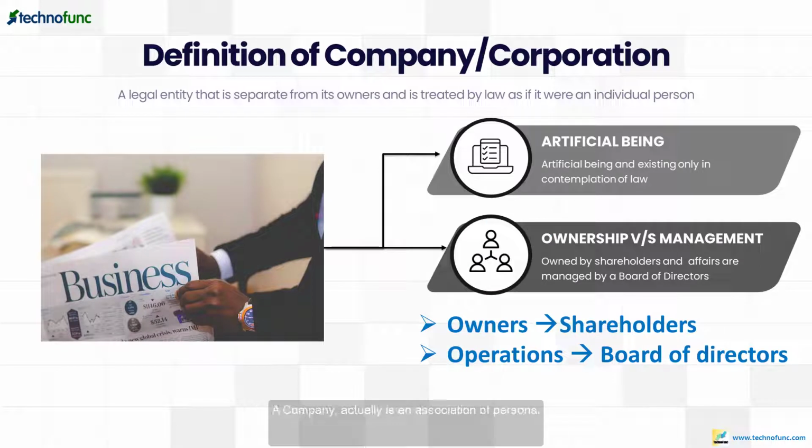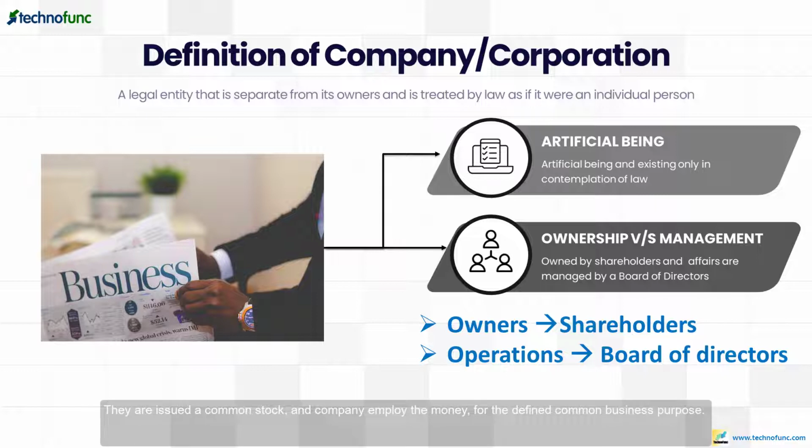A company actually is an association of persons. Persons who have contributed money to carry on some business or undertaking. They are issued a common stock, and the company employs the money for the defined common business purpose. Persons who contribute the money are called the shareholders or the members of the company. The common stock so contributed is denoted in money and is the capital of the company.